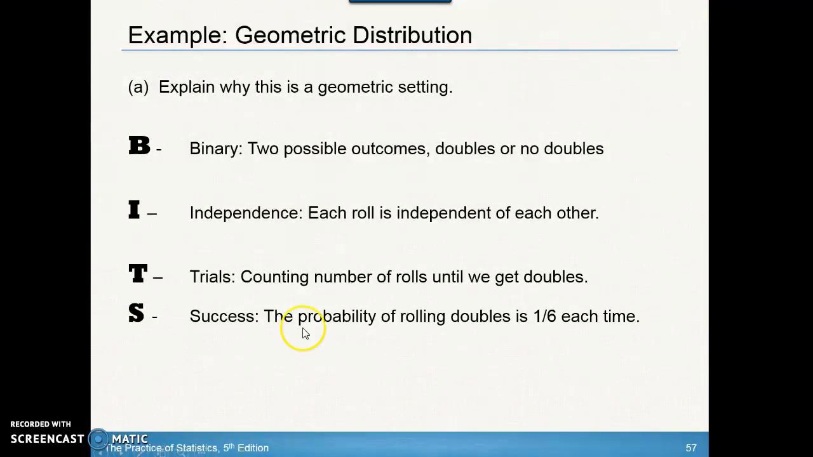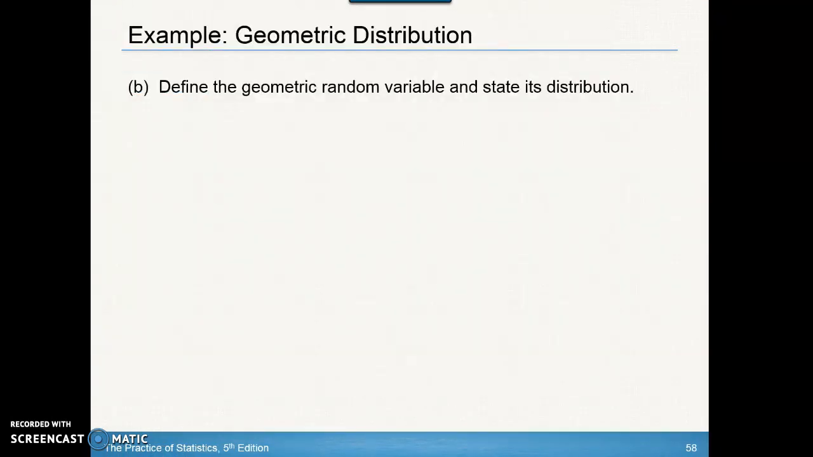Why is this geometric? It's binomial. There's 2 possible outcomes, doubles or no doubles. It's independent. Each time you roll a dice doesn't affect the other dice. The number of trials is not fixed because we're basically counting the number of rolls until we get our first success or our first doubles. And then the probability is the same for each roll. So the probability of rolling doubles is 1/6 each time. That's not changing. All right, so we're defining the random variable.